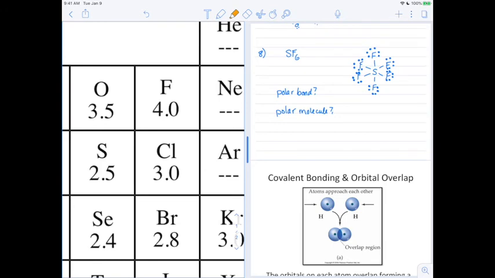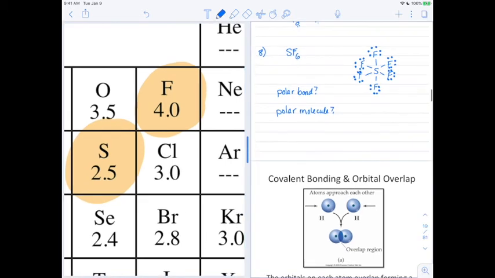So let's take a look first at our fluorine and our sulfur. So what do you guys think? Do we have a polar bond in there? All right. I think I got a couple of brave souls, a few of you saying yes. Any questions on why we would consider this a polar bond when we have 4 minus 2.5?